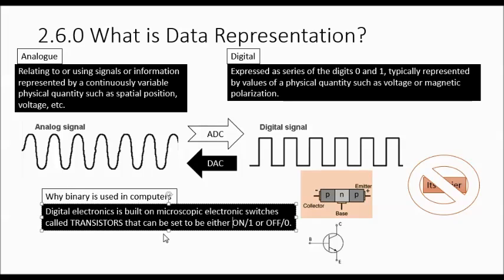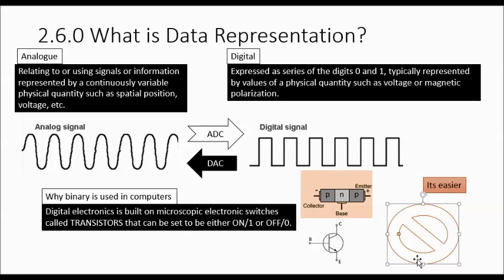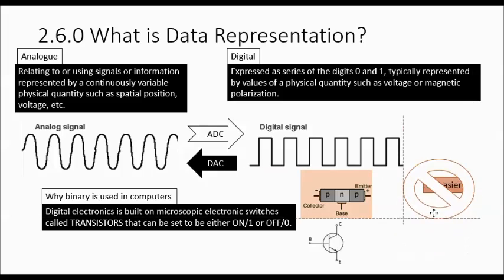Why is binary used inside to represent information in the computer? It's because digital electronics is built on a microscopic electronic switch known as a transistor. And the transistors can be turned on or off, and on is represented by a 1 and off is represented by a 0. As you can see, it's easier is the wrong answer.